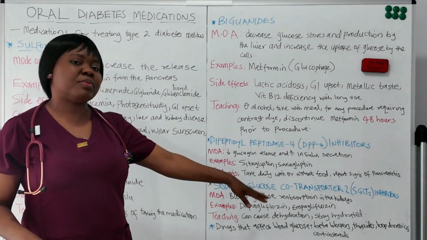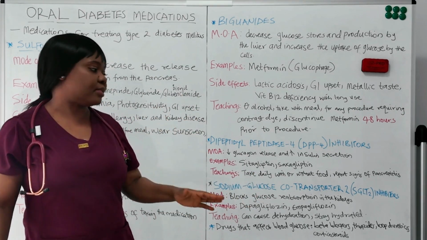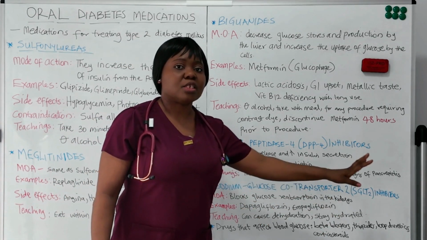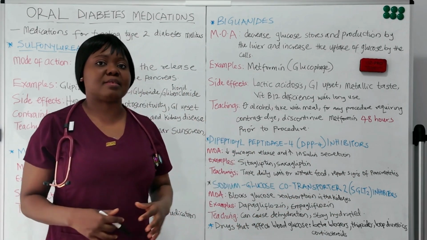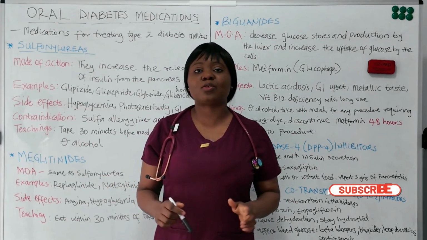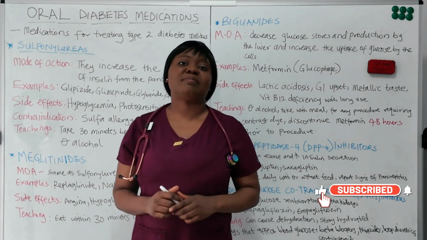Other medications, basically these ones cause hyperglycemia, include thiazides, the loop diuretics, even corticosteroids can lead to hyperglycemia. So that wraps up today's topic on oral diabetes medication.